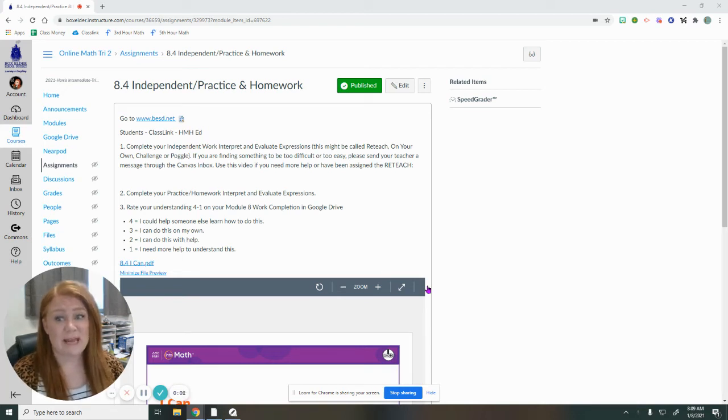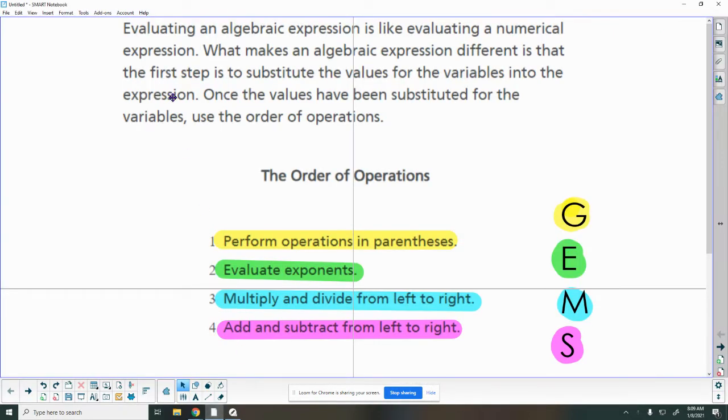If you have been assigned 8.4 Reteach or are needing more practice or review on evaluating algebraic expressions, then be sure to follow along with this video. Evaluating an algebraic expression is very much like doing one with just numbers, except the first thing we have to do is substitute the values of the variables into the expressions. So we have to write them, then plug in the variables, then we can find the value of the expressions.